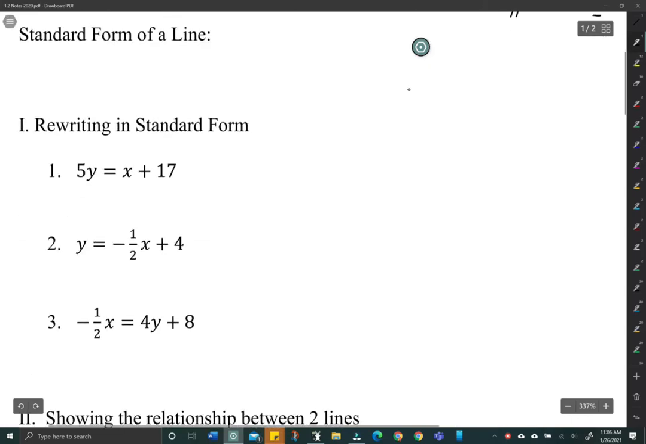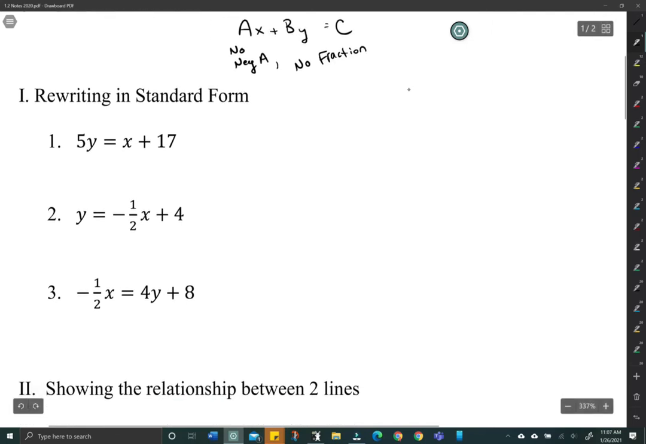To review, just a reminder, standard form of a line is ax plus by equals c. You might already know that, so it's fine. Just remember that a should not be negative, so no negative a value, and in general, no fractions, okay? So for these first few examples, it's really just rewriting in standard form. Feel free to skip over these if you feel comfortable from last time.